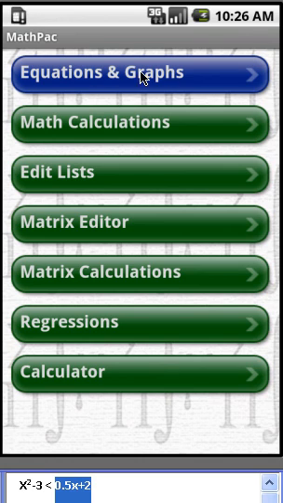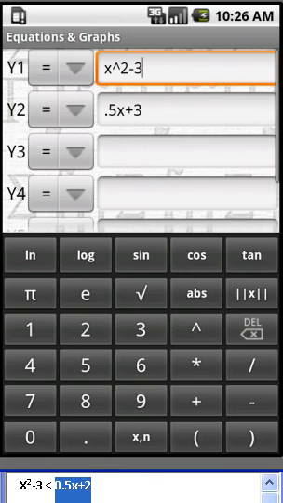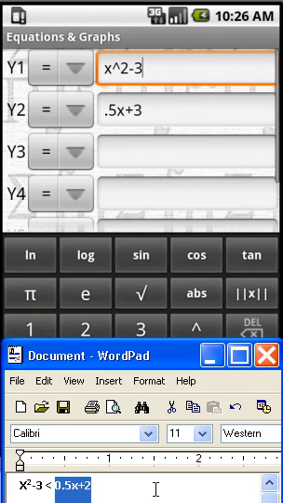I begin from the main menu by clicking on Equations and Graphs, and I've selected a problem here from the textbook. The problem is x squared minus 3 is less than 0.5x plus 2, and I simply want to find that solution interval. You'll notice that I have typed the left side, the x squared minus 3, into y1, and the right side, the 0.5x plus 2, into y2.